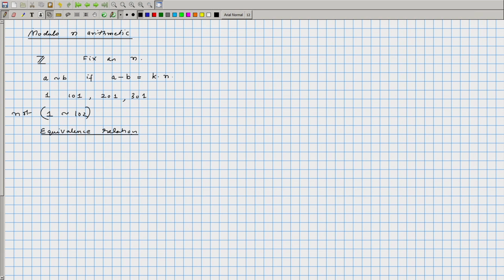Okay. So, as you would have learned from your set theory lectures, an equivalence relation is a relation which has three properties. It should be reflexive, and it should be symmetric, and the relation should be transitive.